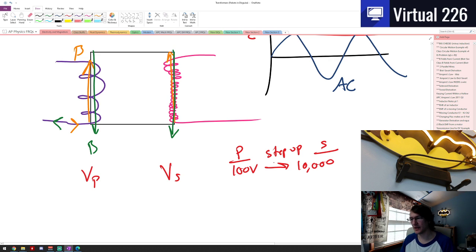You're just stepping up. We can also have step down if you're going from, you know, your 10,000 volts and you want to go down to 100. In this case, this is your primary and this is your secondary. This is just a step down.